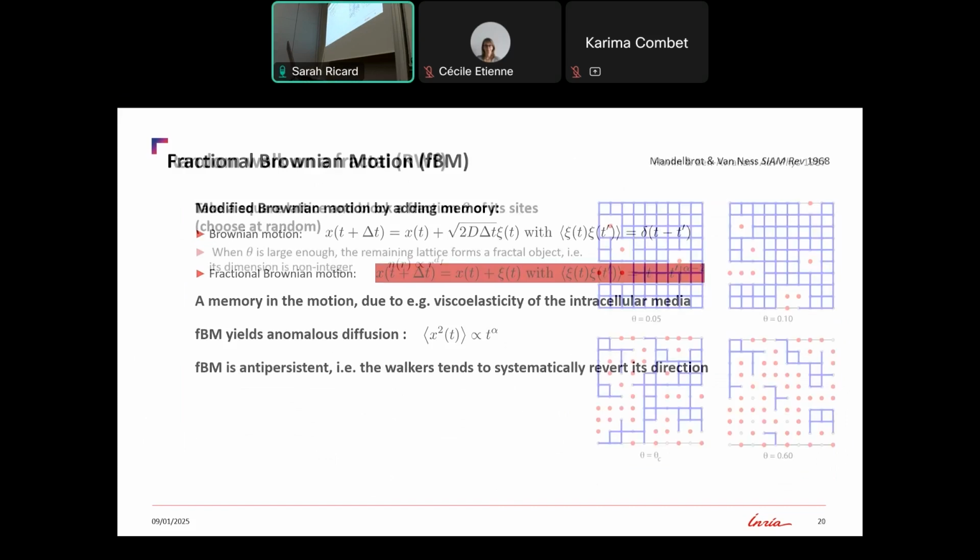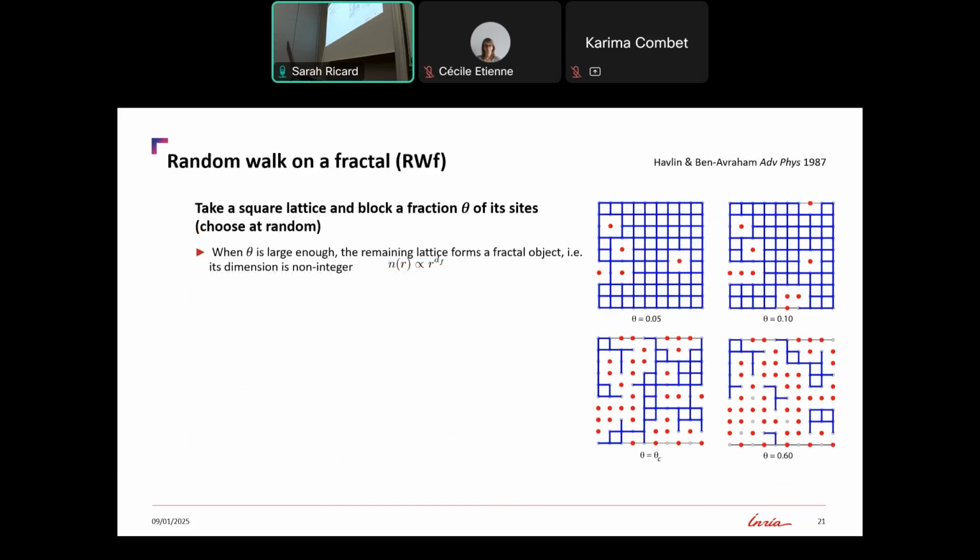And the final one is random walk on fractal. This appeared maybe 20 years after, so at the end of the 20th century. And this is related to the emergence of fractal structure. So if you don't know, do you have an idea of what is a fractal object? A fractal object is an object whose dimension is not 2 or 3, it's not an integer, it's in between. You have objects that have a real dimension that is 2.65, for instance.